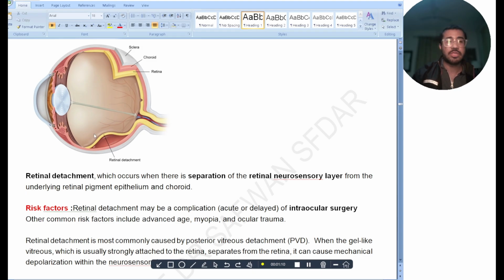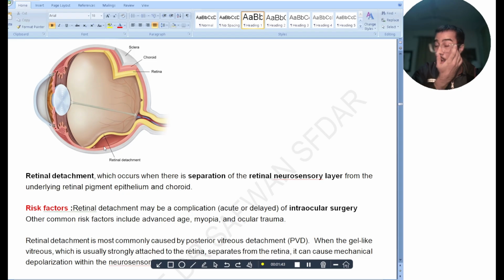So these two conditions go hand in hand with one another, and they are most commonly a complication of intraocular surgery. It can be acute or delayed, but it usually starts at the periphery, as you can appreciate in the image as well. Since it starts at the periphery, the initial loss of vision is from the peripheral fields, and then gradually, as the detachment progresses centrally, you also get a loss of central vision.